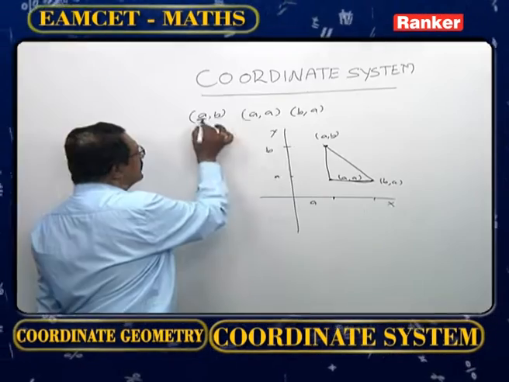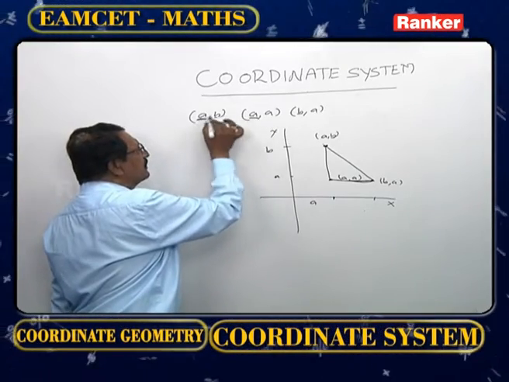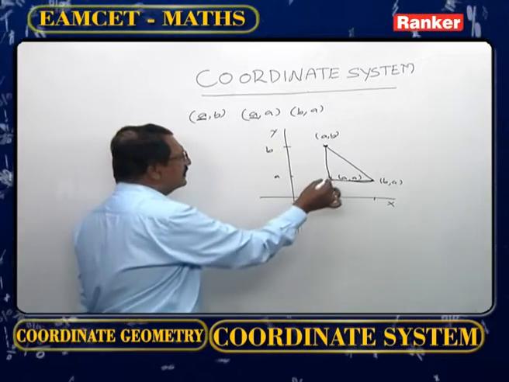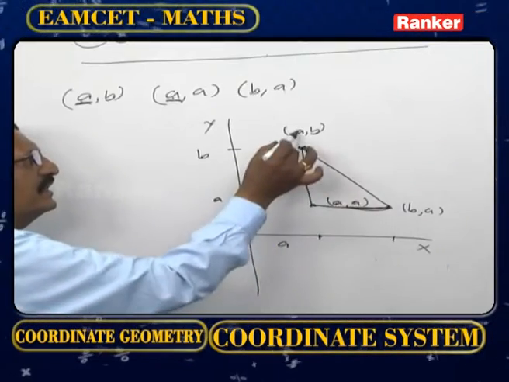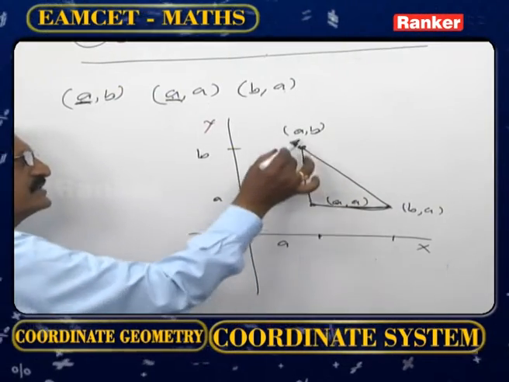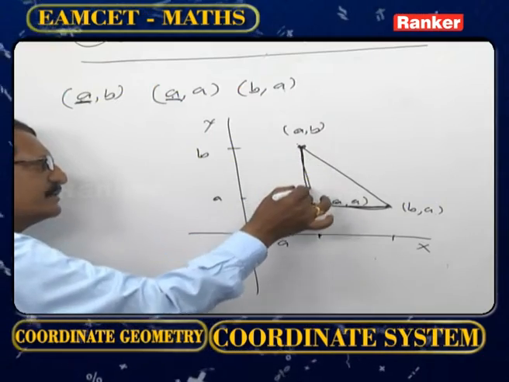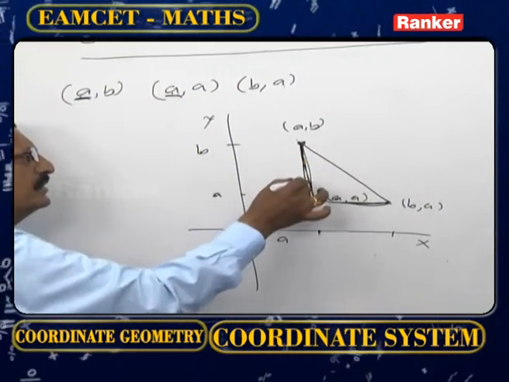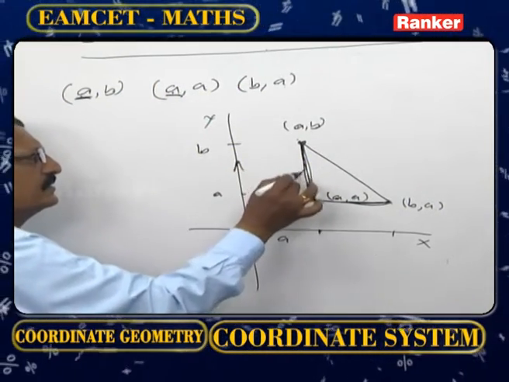Now in the first 2 points, x coordinates are equal. In A comma A and A comma B, x coordinates are equal. Therefore, the line segment joining the 2 points is parallel to the y axis.